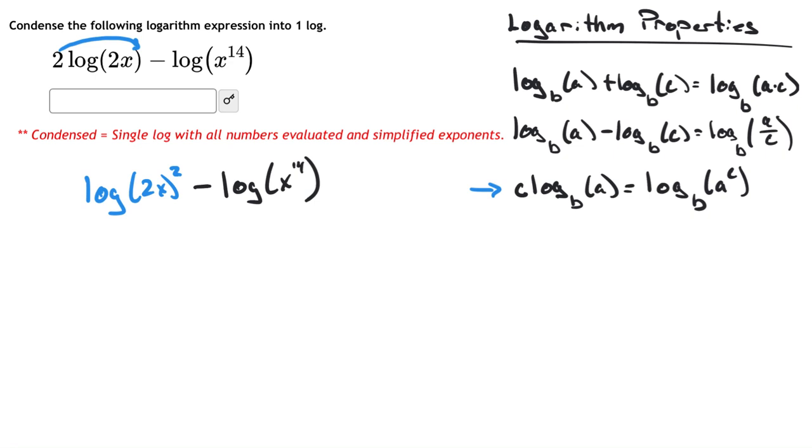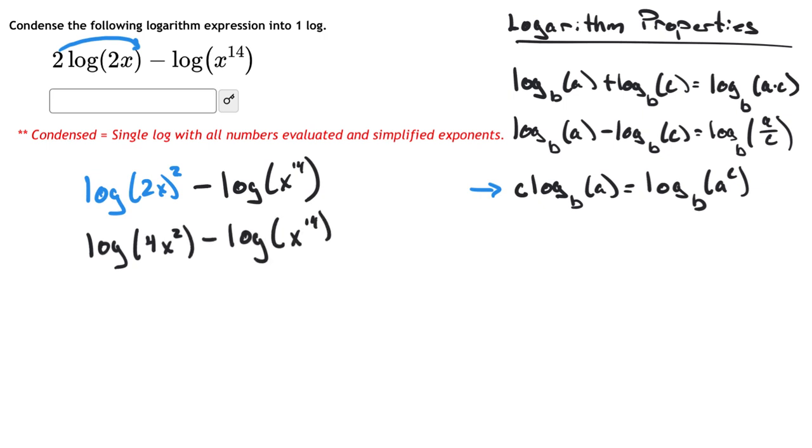Now, you could condense into one logarithm now, but at some point you're going to have to simplify this part of the expression in order to simplify your exponents, as this question asks you to do. So I'm just going to go ahead and do that right now so that's taken care of. I know that if I'm squaring 2x, that's actually 4x squared, because you have to square both parts. And now we're subtracting your log of x to the 14th.